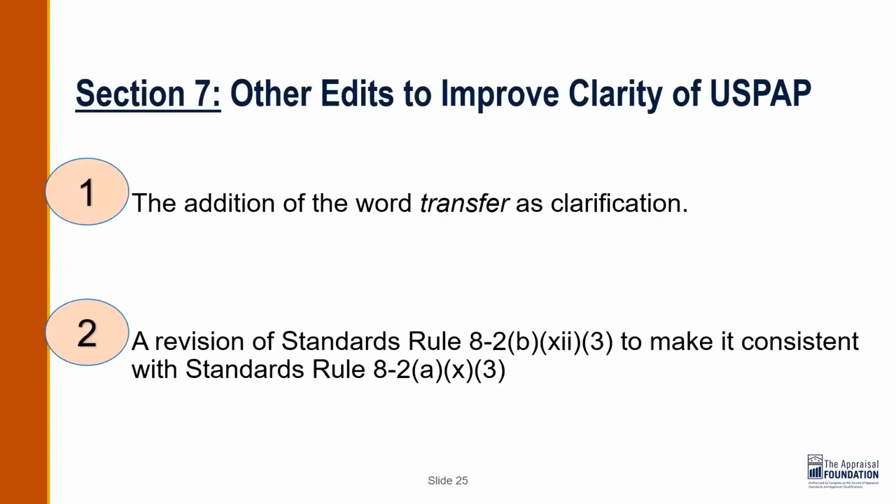Great. Well, this brings us to section 7 in your exposure draft, which you can find on page 26. Wayne, can you give us a quick overview of the proposed other edits? Once again, I'm happy to do so, Lisa. As noted on this slide, the ASB continues to propose changes in 2 areas. The first is the addition of the word transfer to the sections requiring analysis and reporting of prior subject sales. And the second is an administrative edit to make the wording of Standards Rule 8-2B consistent with the parallel section of the same standards rule.